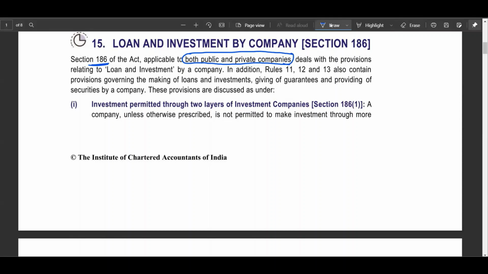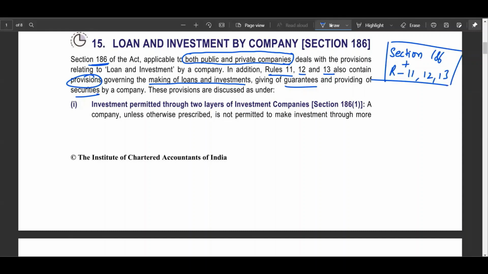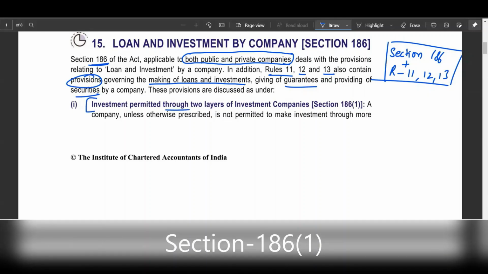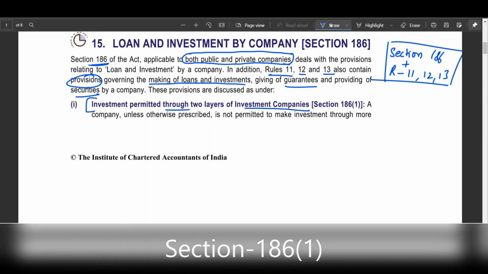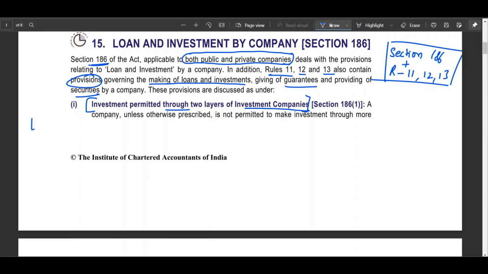It basically tells us that there are three rules: rule number 11, rule number 12, and rule number 13. It talks about the provisions which govern the making of loans and investments, guarantees, and providing of securities. All right, so these three rules plus section number 186 we are going to discuss today. Let's first discuss investments permitted through two layers of investment companies. So it talks about layers.